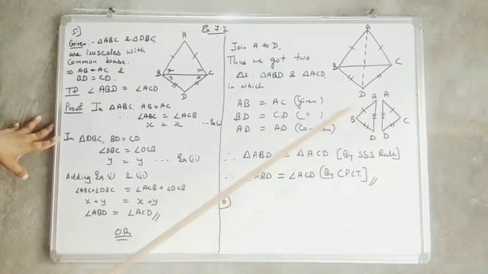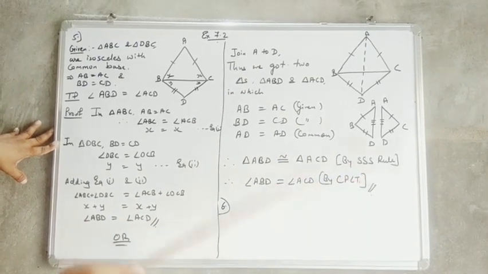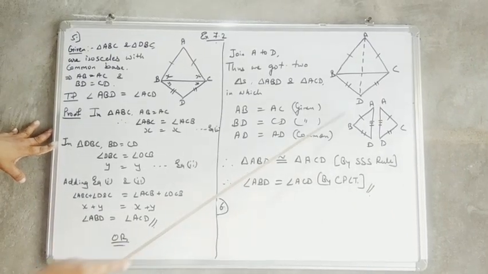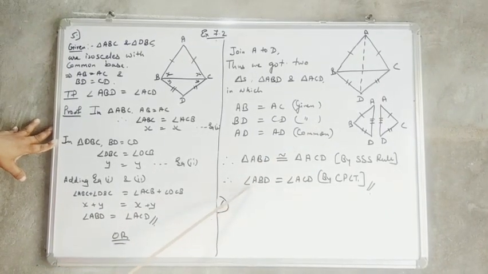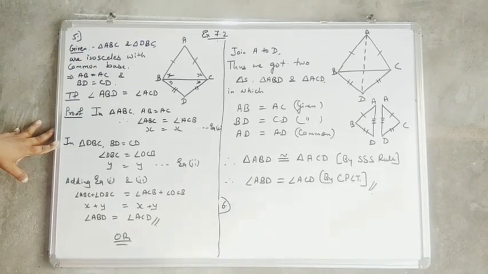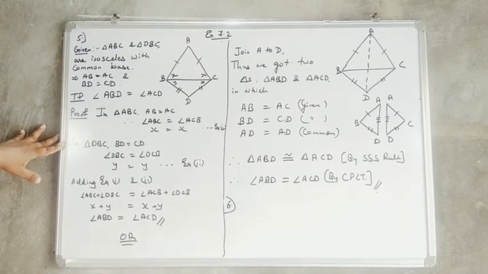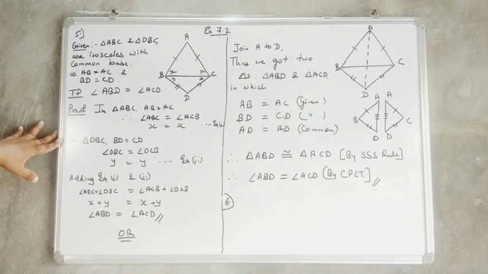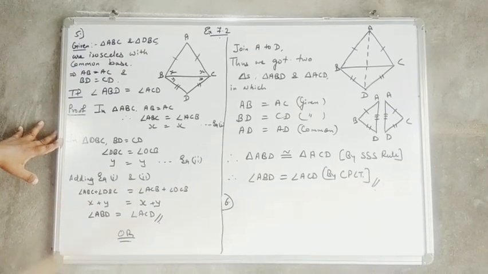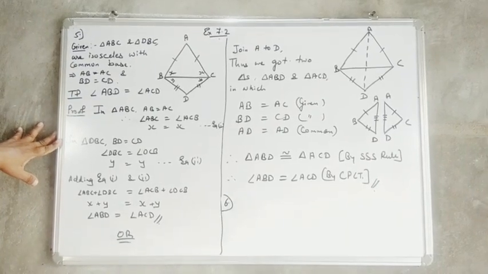Both the triangles are congruent by the SSS rule. So both the triangles are congruent. Then can I say angle ABD is equal to angle ACD? Yes, by CPCT. You can solve this sum by either of the methods. No need to write both methods in the exam. In the fair copy you can write both, but in the exam you have to write only one method. Now we'll go for question number 6.